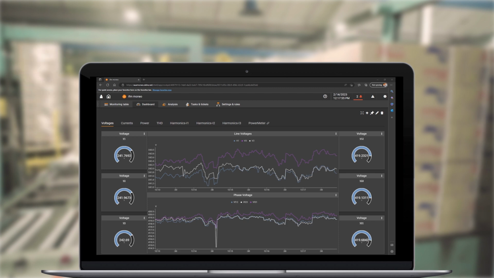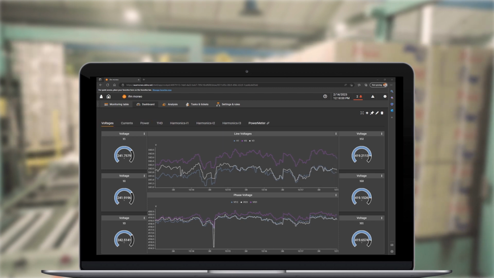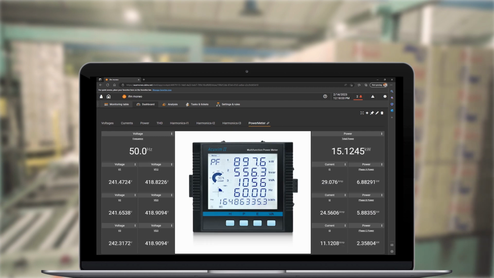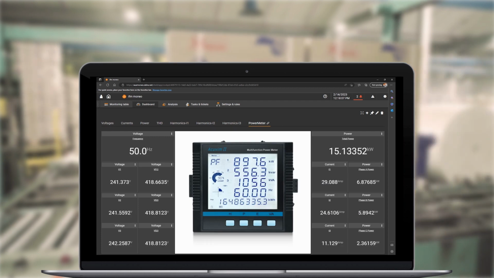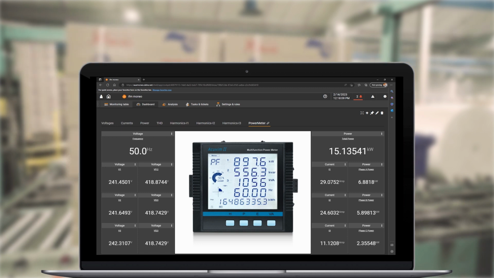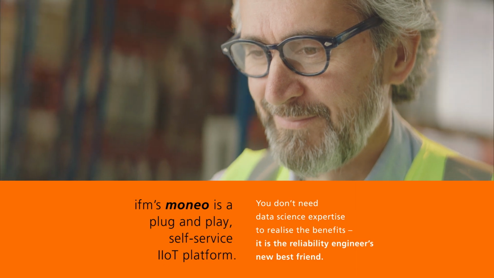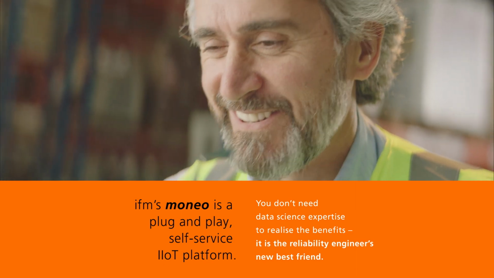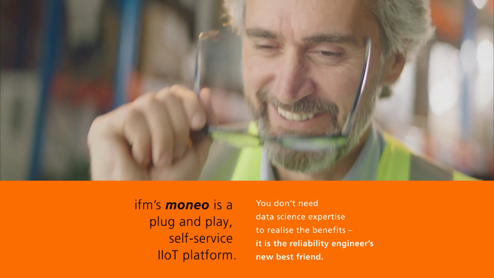Does it all seem a bit complex? The IFM Moneo platform was designed to simplify the digitalisation process and empower reliability engineers to transition seamlessly into Industry 4.0. The Moneo platform is a plug-and-play digital toolbox that can help reliability engineers realise the benefits of qualified data quickly, without the need for data science expertise.